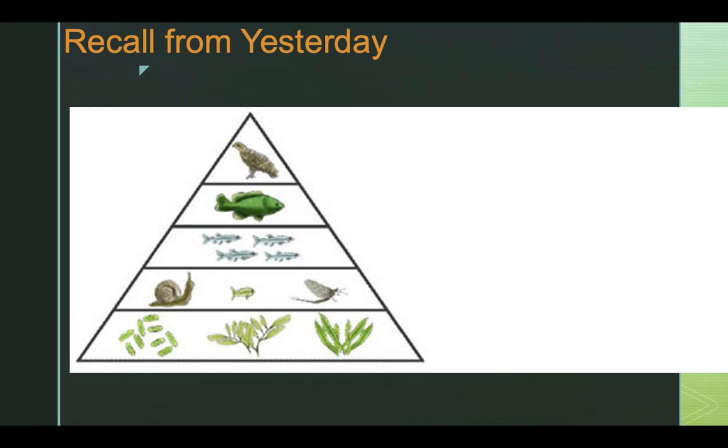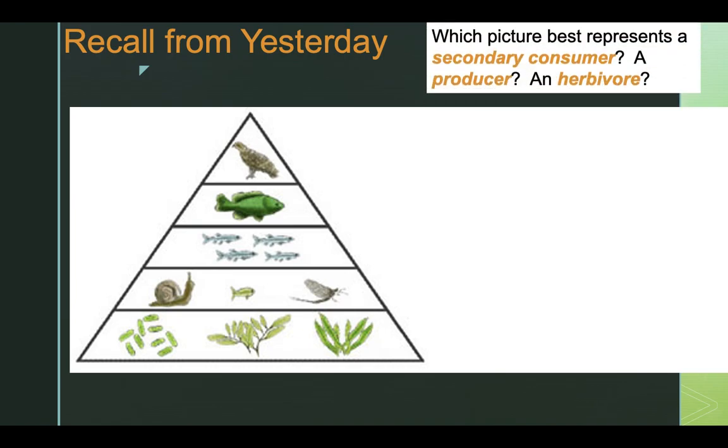Now, before we start with trophic cascades, let's just refresh from yesterday. Yesterday, we were talking about energy flow in ecosystems, and we have our nice energy pyramid here. I want you to think, which picture best represents a secondary consumer, a producer, and an herbivore?